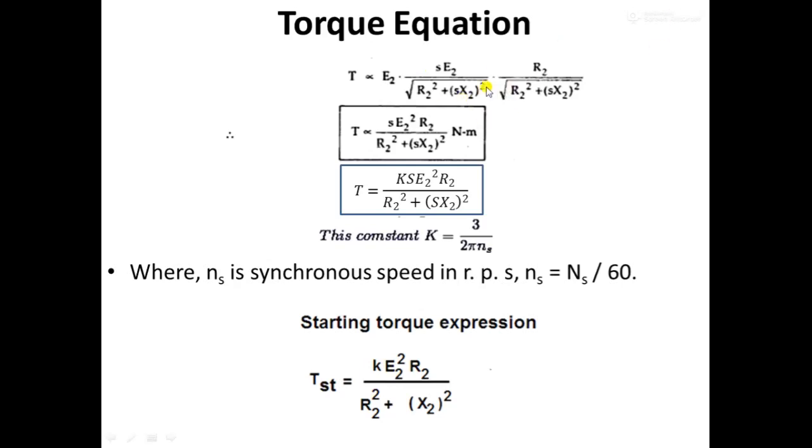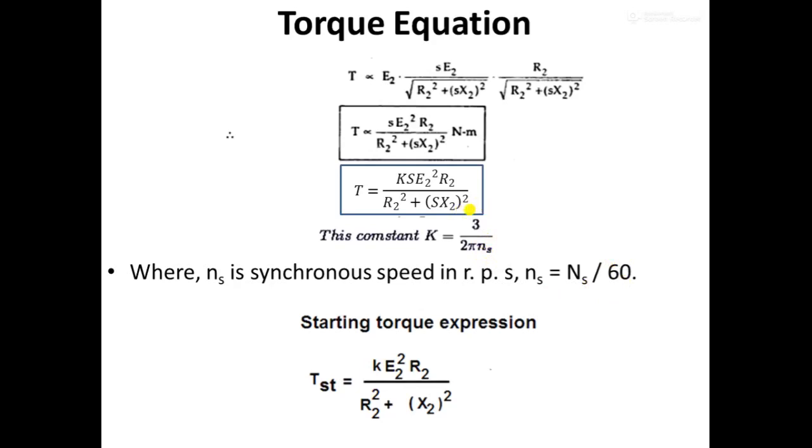So making all the substitutions, we will be able to obtain the relation as torque is directly proportional to sE2 square R2 divided by R2 square plus (sX2) square. In order to remove this proportionality, we will be using a proportionality constant. Then we will be able to obtain the relation for developed torque as T is equal to K s E2 square R2 divided by R2 square plus (sX2) square. It has been proved that the value of K is the same as 3 by 2π ns, where the small ns is the synchronous speed in RPS. It can be easily obtained from the synchronous speed in RPM by simply dividing it by 60. So this is the relation for torque developed under running condition.